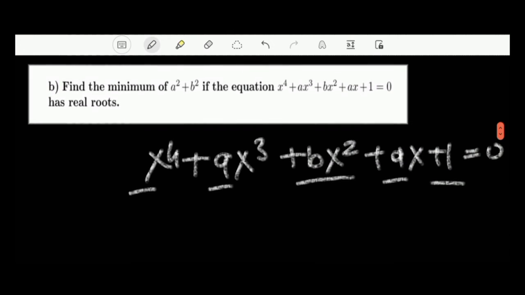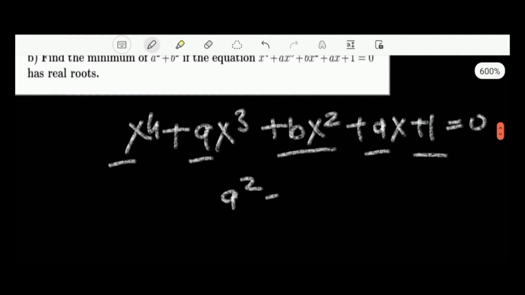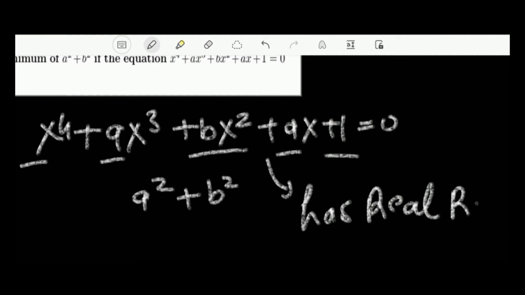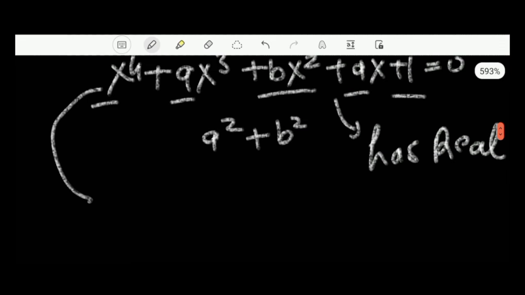so what we have to find is the minimum value of a square plus b square, and the condition given is that the polynomial has real roots. So first of all we have to work with this polynomial.